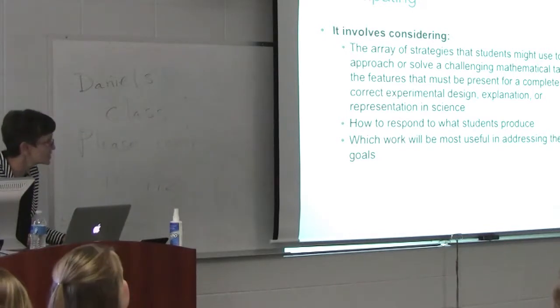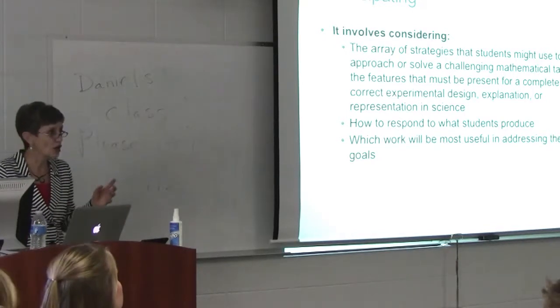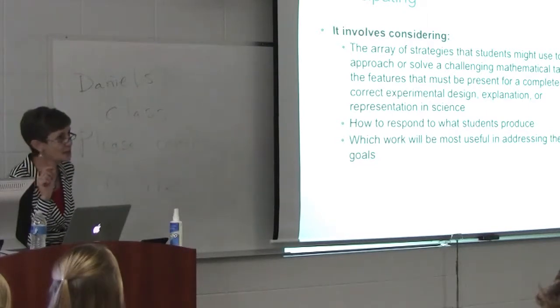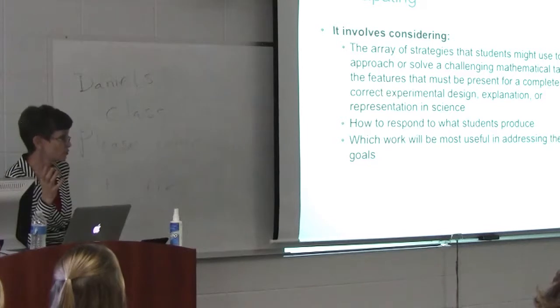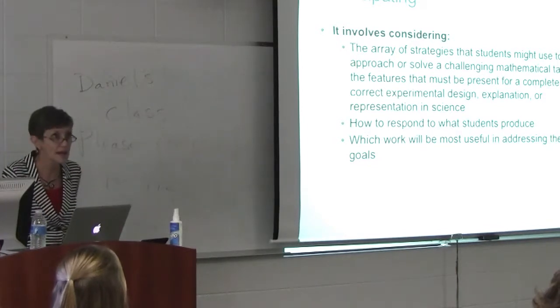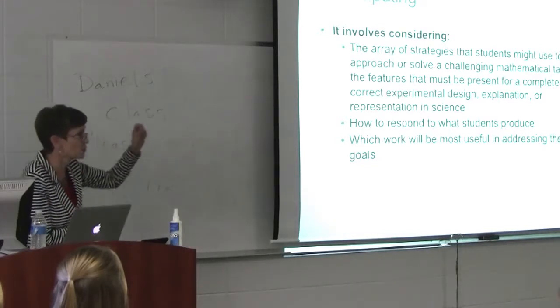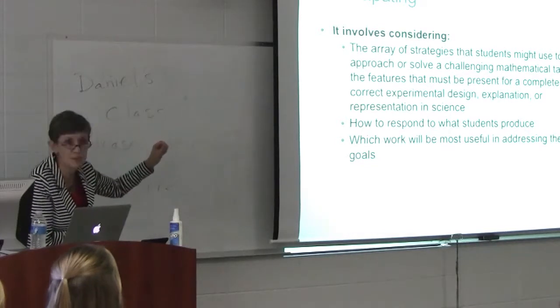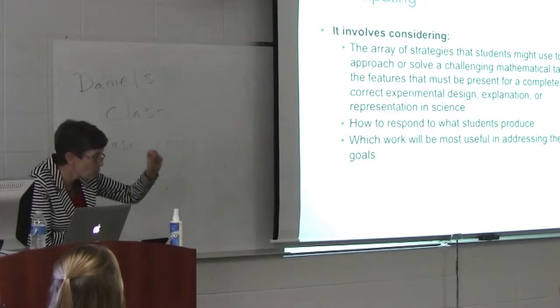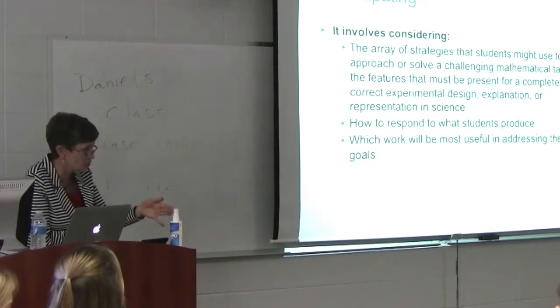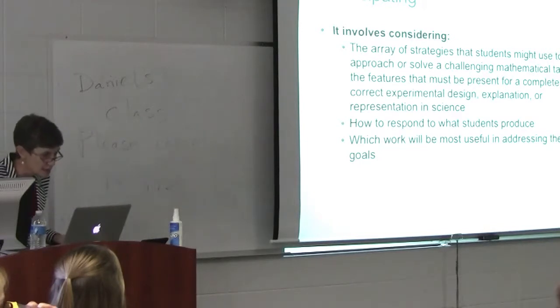In science, it's not so much that there are wildly different strategies, but you may use different representations, and that might not be the feature that's really important. It's about what are the features of the representation that we wanted to make sure you captured. What are the components of an explanation that needed to be there for it to be complete and correct? And I'll give you an example of that in a second.